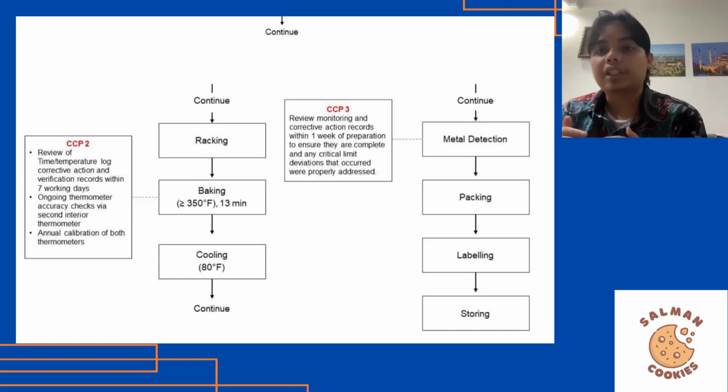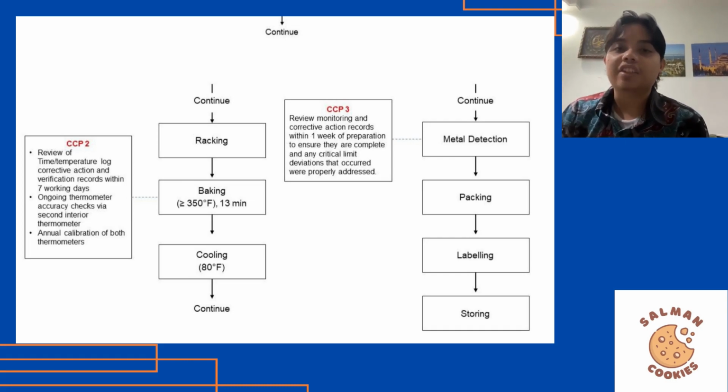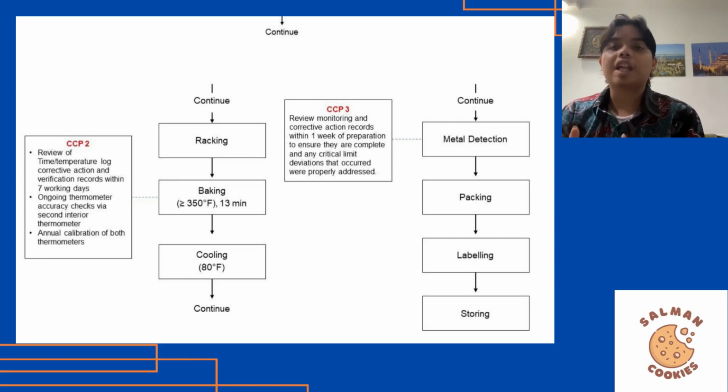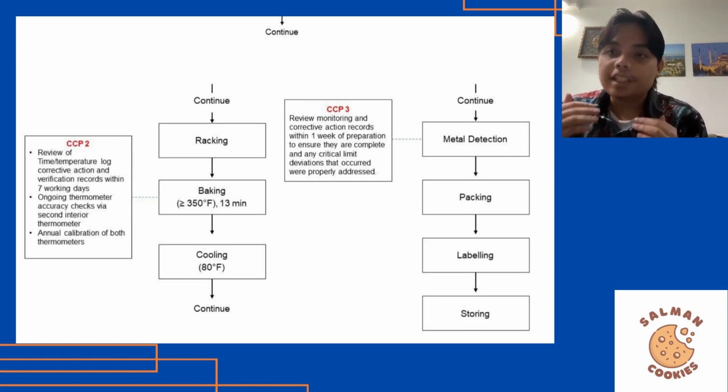And the next step is metal detection, which is the 13th step and Salman Cookies' final critical control point in the process flowchart. Because if damage occurs on the metal detection machine, the production site will fail to detect any metal in our product, making our product very dangerous to consume.